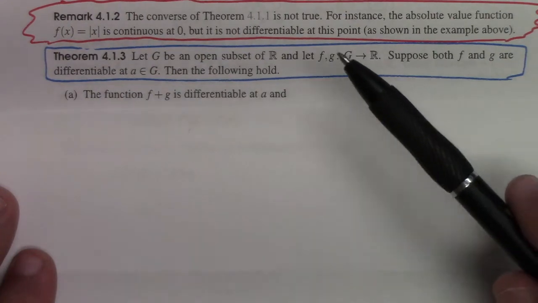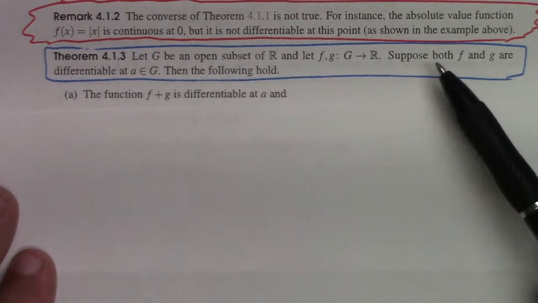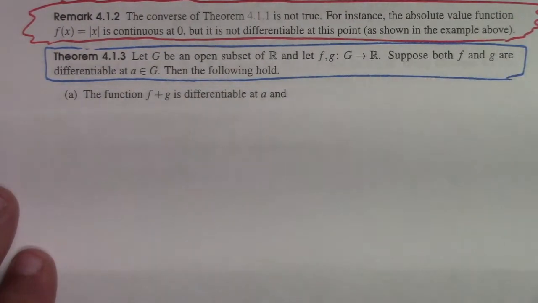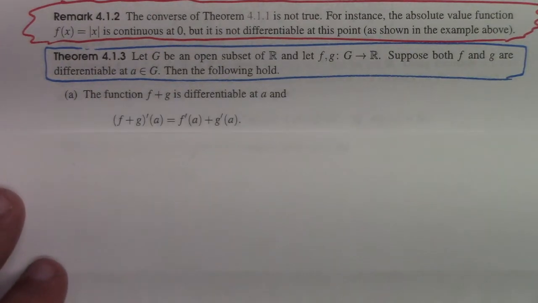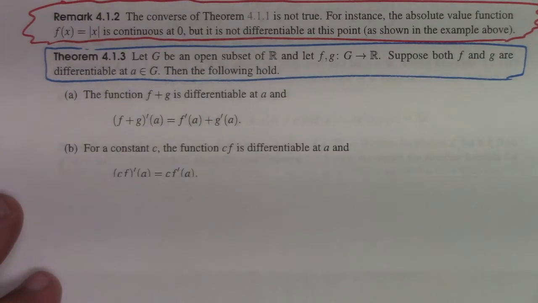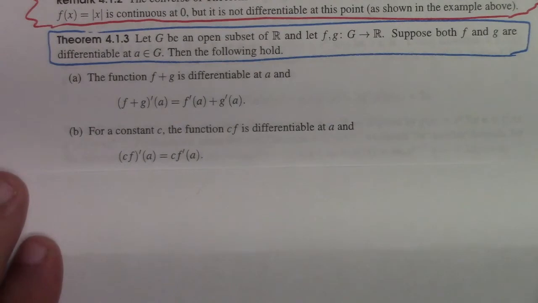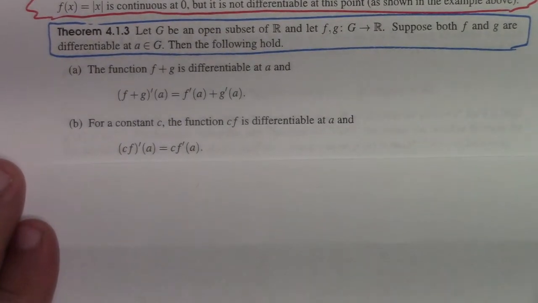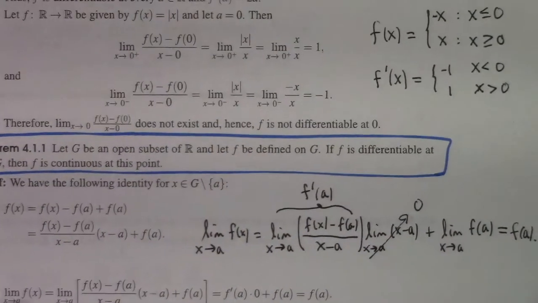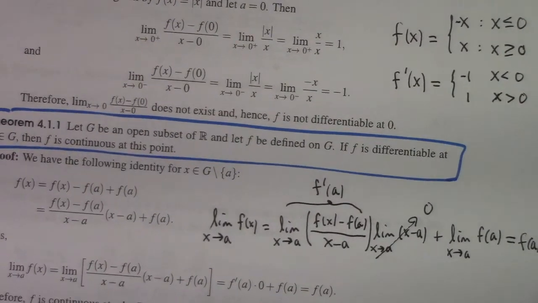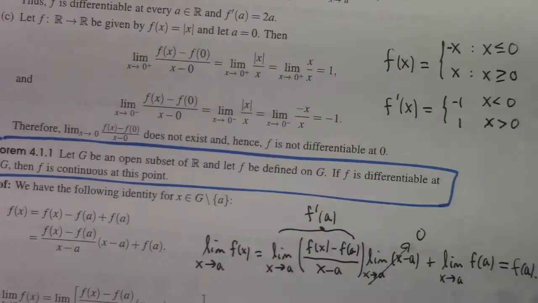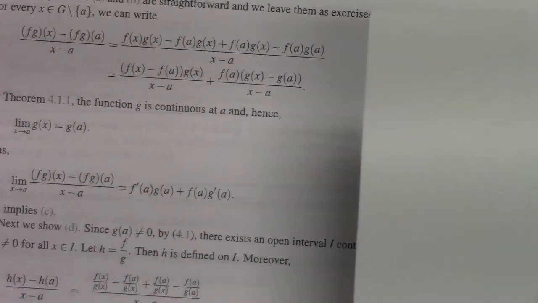Anyway, if we have two functions, f and g, both differentiable at a point, then the sum is differentiable, and its derivative is the sum of the derivatives, and a constant multiple of a function is differentiable, and its derivative is a constant multiple of the derivative. And what else can we say? Maybe a product rule? Yay, a product rule and a quotient rule.